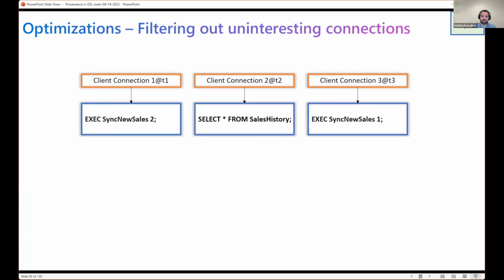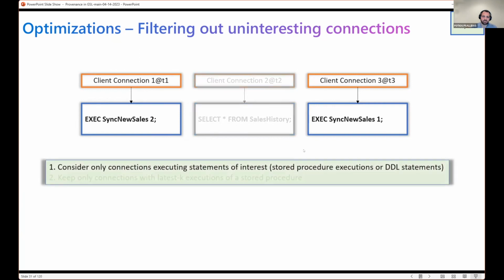So for the sake of an example, let's say that we have 3 client connections executed at different timestamps. So timestamp T3, T2, T1, where T3 is greater than T2 and greater than T1. So the first client connection is executing sync new sales with a parameter of 2. The client connection 2 is executing an ad hoc select statement, and the last connection is executing sync new sales with a parameter of 1. Now, with this optimization, we can consider only connections that are executing statements of interest. And for us, the statements of interest here are going to be stored procedure executions or DDL statements. And with this, we can drop, as you can see in the example, the second client connection, because it's executing a statement that is not of interest. It's an ad hoc select statement.